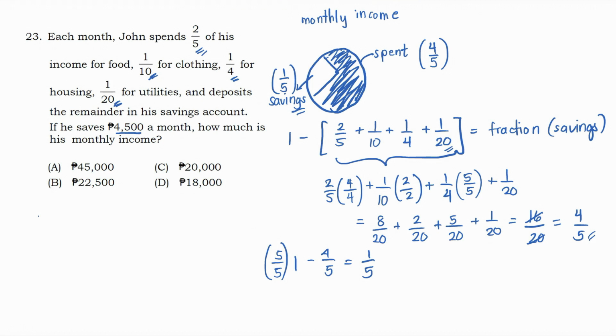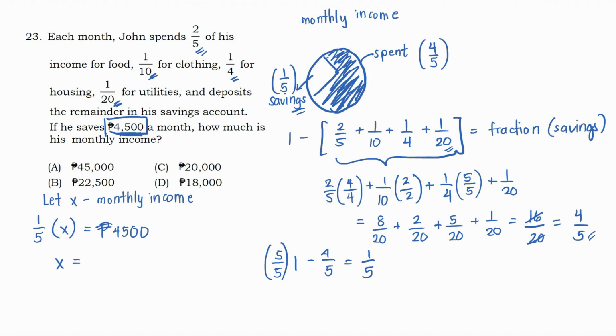Now that we know the savings part nung monthly income, pwede na nating makuha yung monthly income. So, ganito yung magiging equation. So, 1/5 nung monthly income, let X be the monthly income. So, 1/5 daw nung monthly income is equal to yung given na 4,500, equals 4,500 pesos. Tapos, kukunin natin yung X. So, X is equal to 5 times 4,500.